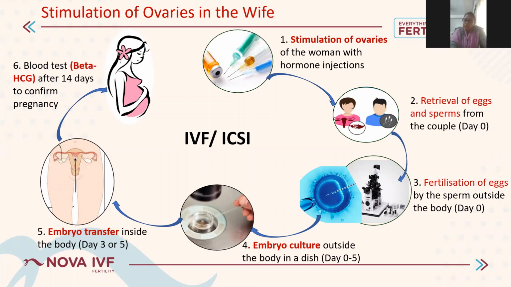And after the embryo transfer procedure, after around 14 days, we do a beta HCG test to know whether the pregnancy has happened or not. So the IVF process is basically in 3 parts. First part is stimulation of the ovaries with injections to get as many eggs as possible. The second step is after the egg retrieval, that is after the ovum pickup procedure, the fertilization which happens in the lab. And the third most important procedure is the embryo transfer.